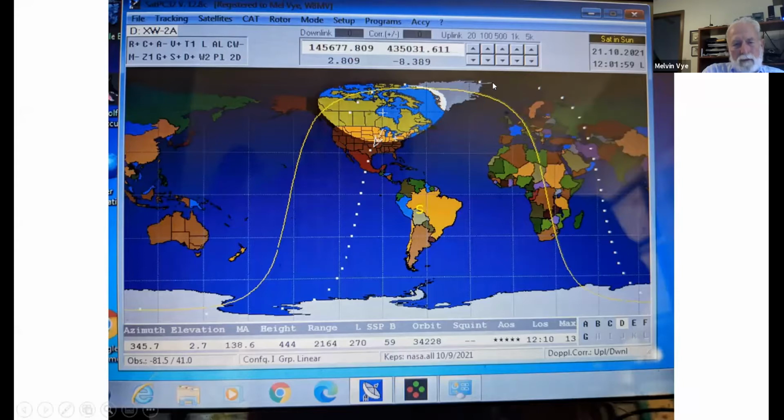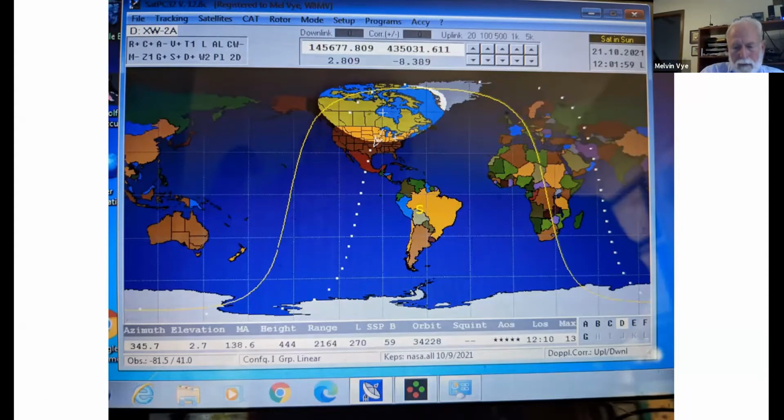These corrections here are kind of like a receiver or transmitter incremental tuning. So if I want to clarify a signal, I can do it in 20 hertz steps here, 100 hertz steps, 500 hertz steps here, and so on. All right, let's continue down here. Since this computer knows where the satellite is, it can then determine the azimuth and elevation of the satellite.